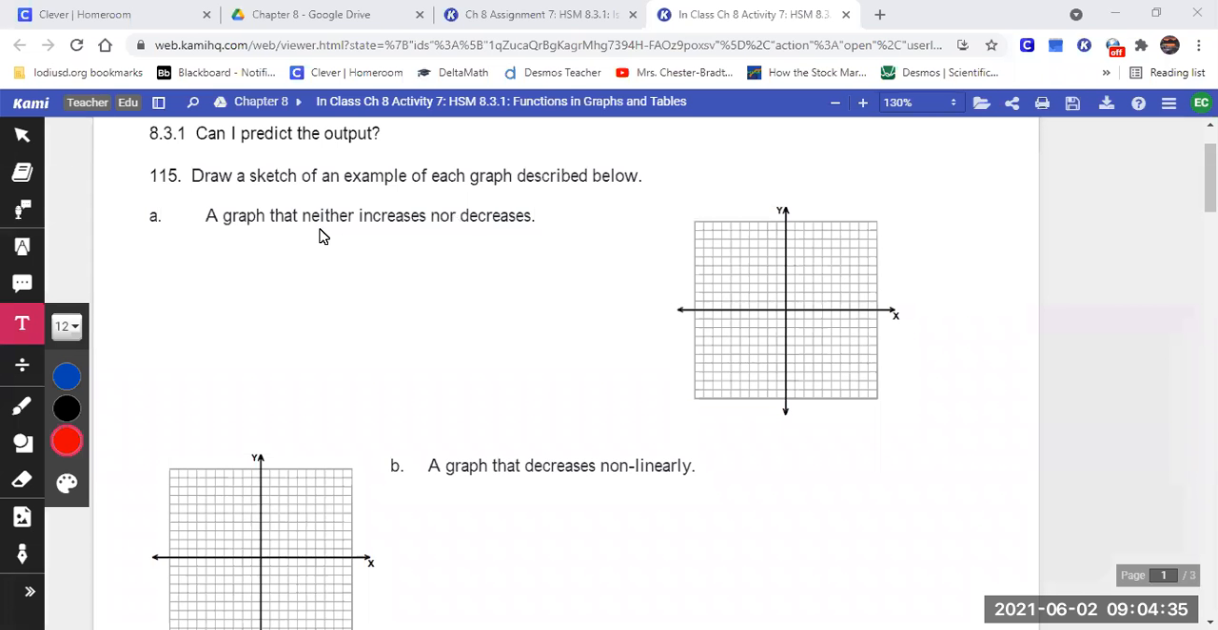So they want us to draw a picture that's not increasing or decreasing. That means we don't have a change in y, because we're not increasing or decreasing. Oh, so the slope is 0.